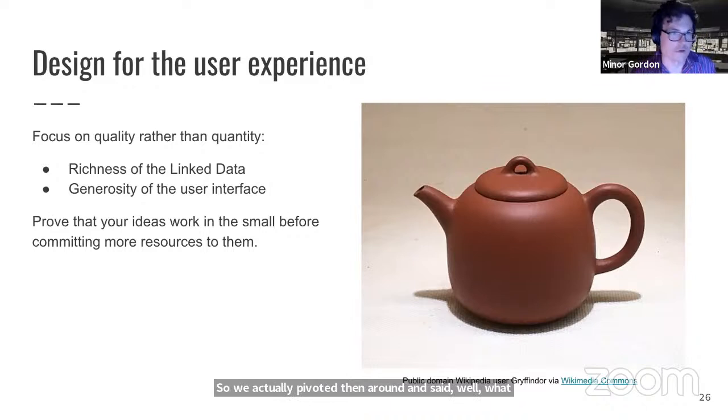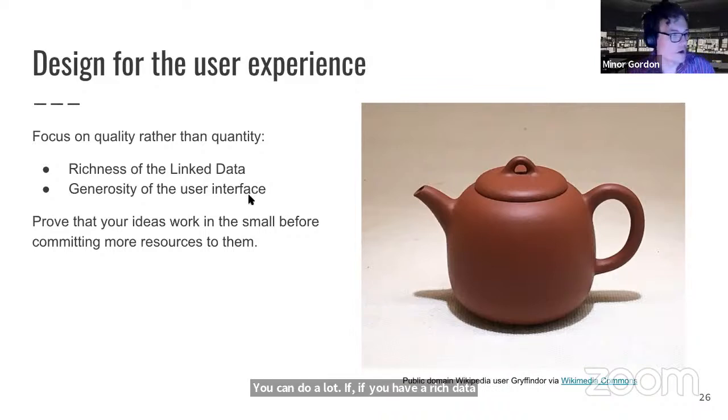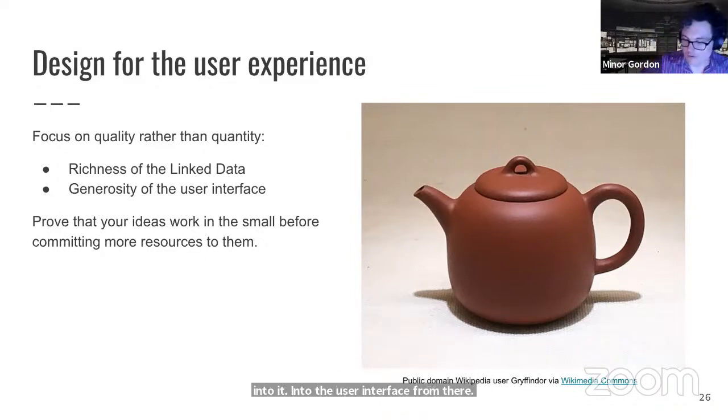Let's start with that as an assumption that we have a rich data set. We'll make a small data set, that is multiple small data sets that are really rich, and then see what we can do from a user interface perspective with that. And as you can see, for example, the Mitchell Whitelaw generous user interfaces and Olivia Vane's work in visualizations, you can do a lot if you have a rich data set. So I would encourage you to prove that your ideas work in this way. So thinking about the ideal and then sort of backing into the user interface from there, and then having progressive relaxation of that, right, for other user interfaces.